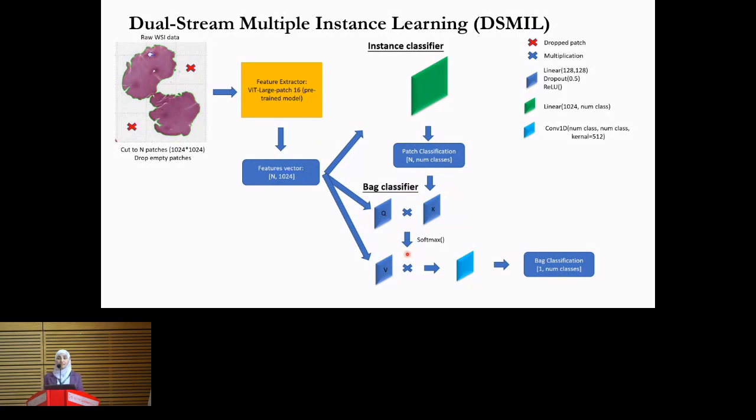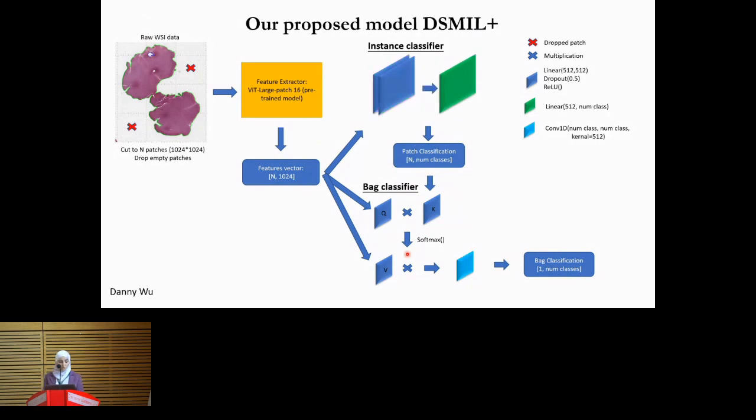So we wanted to investigate whether we can make these models compare similarly to vision transformers. What my research assistant Danu did was propose a model that just increases the depth of the instance classifier by adding two linear layers followed by dropout and ReLU. The rest of the model remained the same.